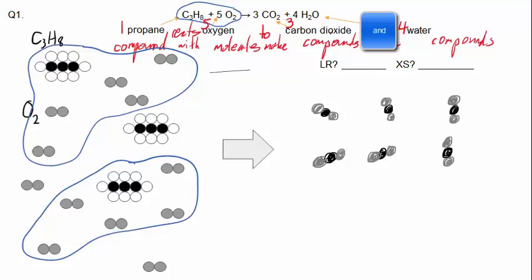So the reason I can draw it like this is because I learned from this drawing over here that the carbons are black. So there's 1 C. And I learned that the oxygens are gray. So I can draw 2 of those here. Okay, so that's my CO2s. Now I'm going to draw the H2Os.